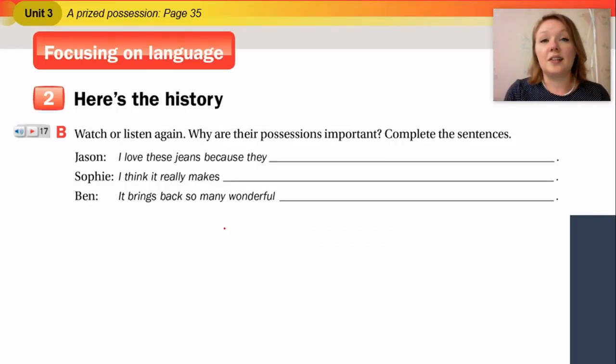We are going to listen one more time. This time, please complete these sentences. Why are their possessions important to them? Listen and complete the sentences.